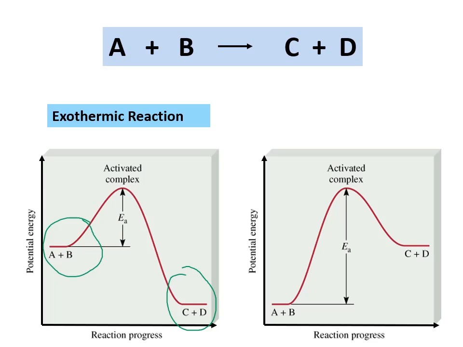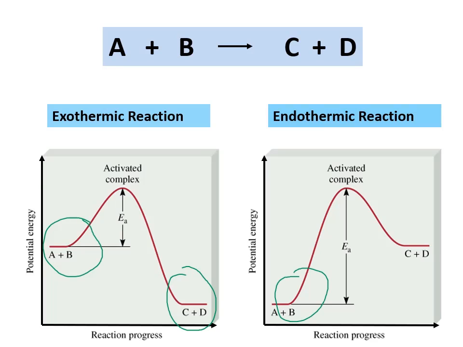Let's look at the energy profile diagram for endothermic reaction. Energy of reactant is lower than energy of product because energy is absorbed during the reaction. The peak of the energy profile diagram is known as activated complex or transition state. The energy difference between reactant and product is called enthalpy of reaction, delta H.